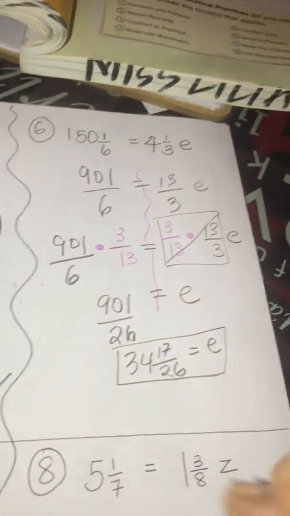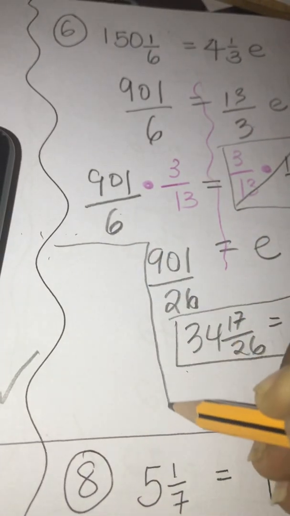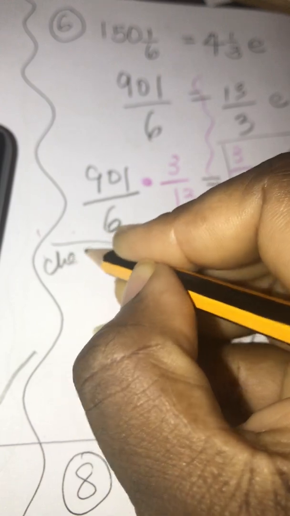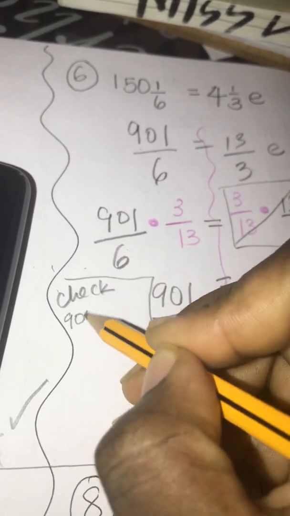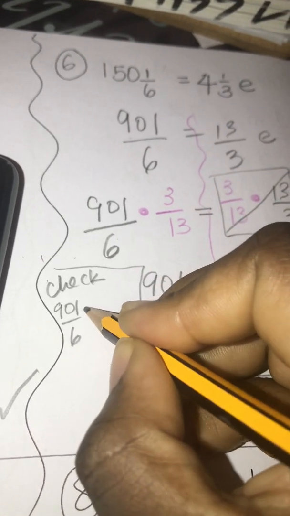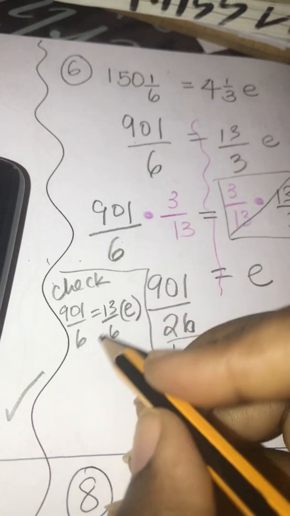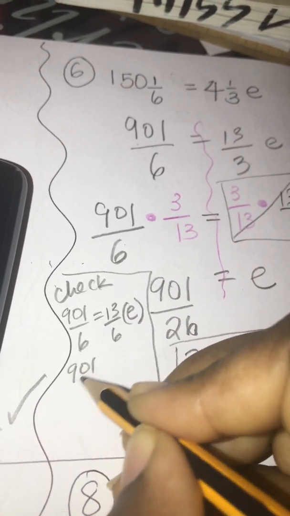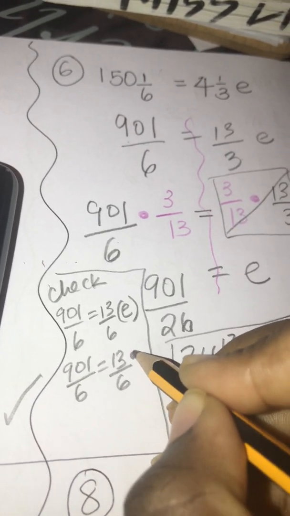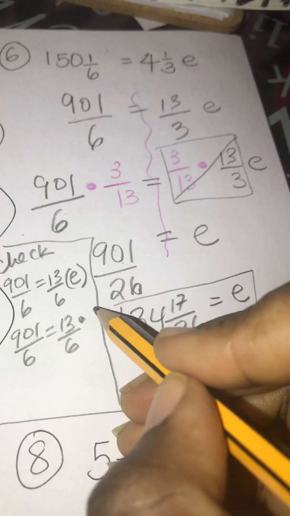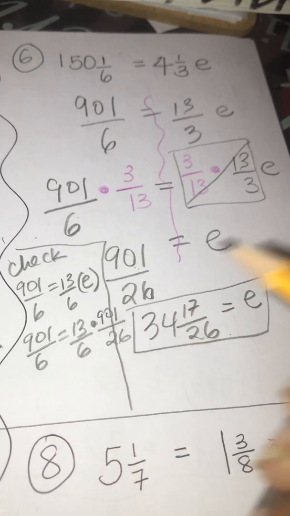Where is my space for checking? Okay, I will check over here. So I come over here. 901 over 6 equals 13 over 6E. My variable goes in a bracket. 901 over 6 equals 13 over 6 multiplied by 901 over 26.